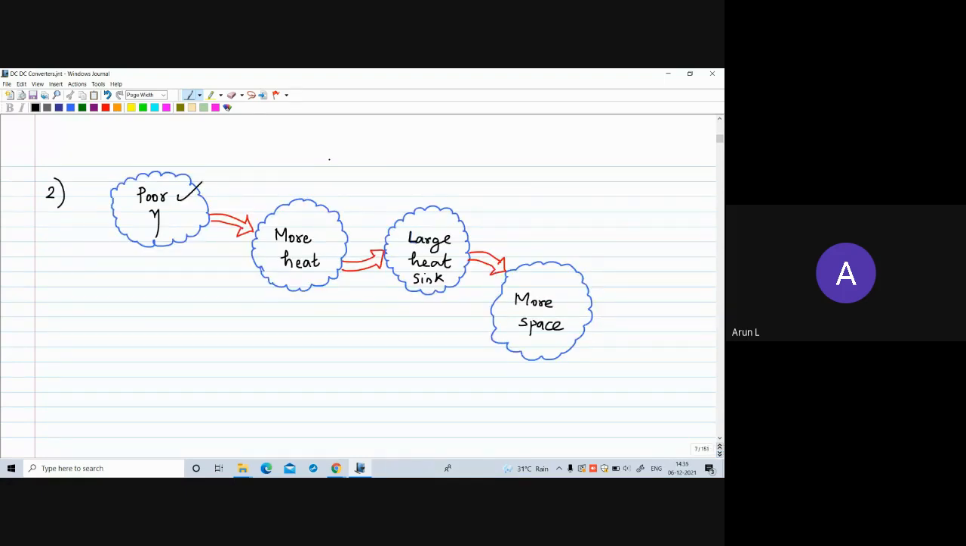When efficiency is poor, the majority of the input power is dissipated as heat. So when more heat is dissipated, we need to cool it effectively. To provide cooling, we need a large heat sink. When the amount of heat energy generated is more, we need a large heat sink to dissipate the heat, and that demands more space. So that is another drawback of this solution. So you need large space, and efficiency is also poor.